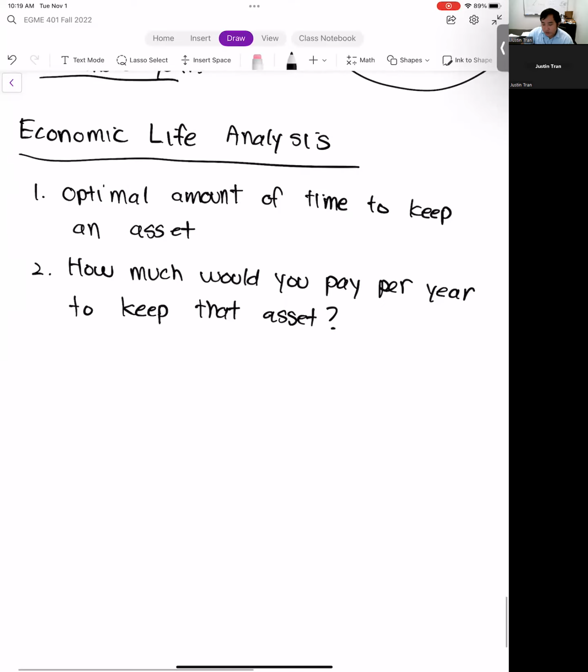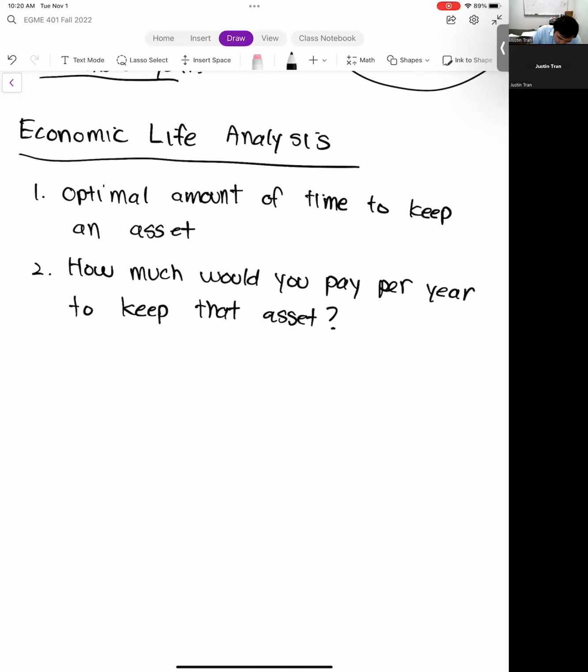Okay. But in a more realistic case, what's actually happening is that you also have maintenance costs. And so it's going to cost you yearly to maintain your asset. Okay. And because maintenance costs are rising every year, you can't just keep an asset for a very long period of time. Okay.